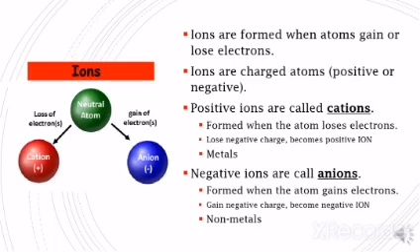And mostly cations are metals, while the negative ions are called anions, and they are formed when the atom gains electrons. So when it gains negative charge, it becomes more negative. And mostly anions are non-metals.